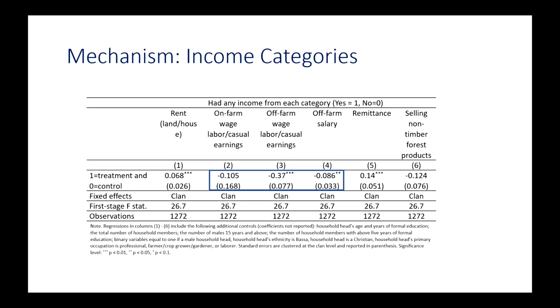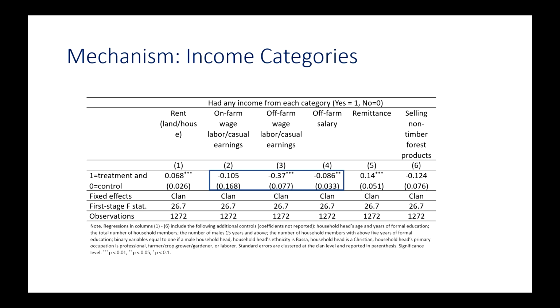And then I also test the income categories here. It's basically a 1 or 0 dummy indicating whether they had any income from each category, right? Mainly here, we would expect there is a decrease in working in these sectors because of a decrease in labor demand, as we saw from the conceptual framework, which is what I observe here. Although I don't see any changes in on-farm wage labor and casual earnings, and I think this is probably because there may be some provision of labor or employment by the concession companies, meaning that it probably offset a little bit of the decrease in labor demand for these on-farm wage labor.